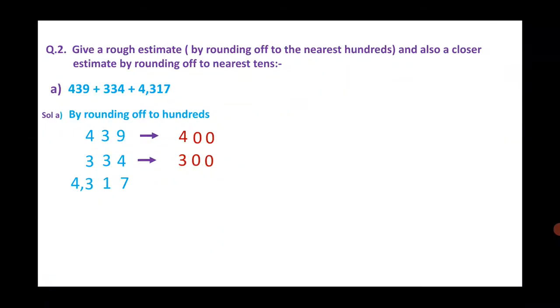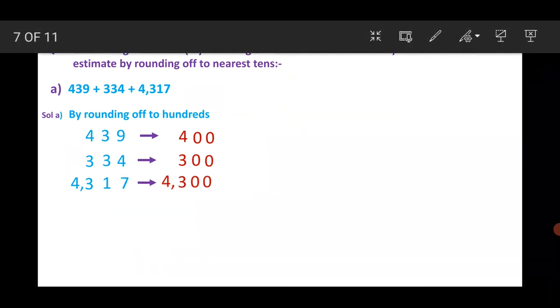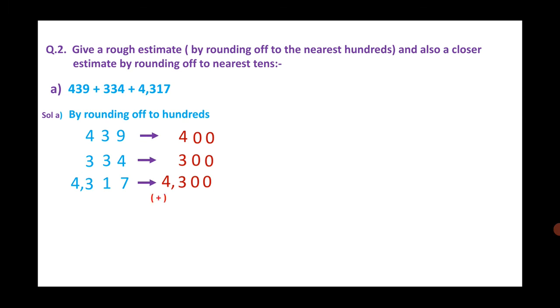Now I have 4317. In the 100th place I have 3, and to the right of 3 I have 1. So 1 is again smaller than 5, and we will not add anything to 3. So my number will become 4, this 3 will remain 3 and the rest of the digits will turn to 0. So my number will become 4300. Now we need to add. After adding, what do we get? We will get 5000.